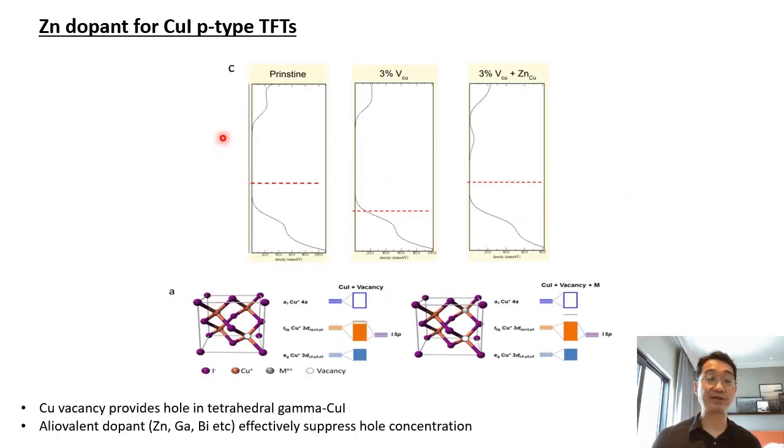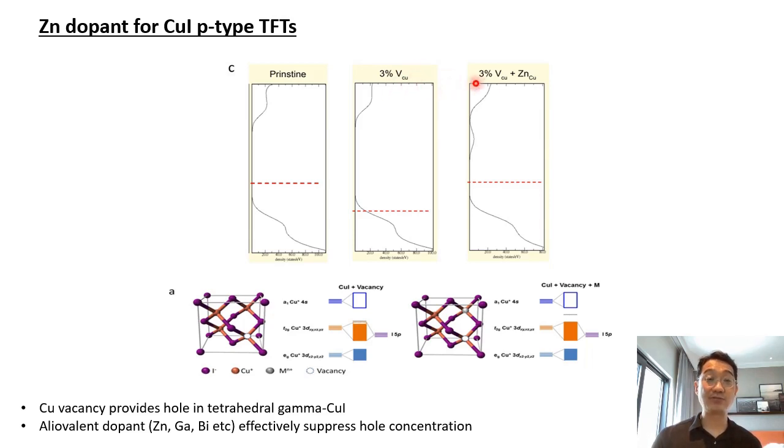So this is the DFT calculation result for the band structure and density of states of the copper iodide film. The pristine copper iodide film shows very good p-type semiconducting property and the Fermi level is located slightly below the center of the band gap, so it shows a p-type rich phase. But if 3% copper vacancy is generated, then the Fermi level is below the valence band maximum, so it shows p-type conducting behavior. So we can understand copper vacancy as the main source of holes.